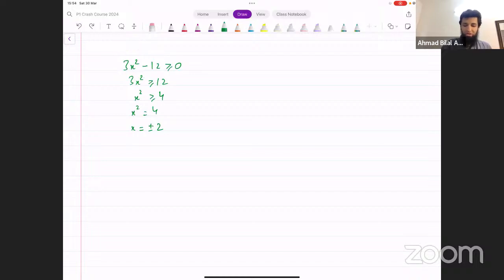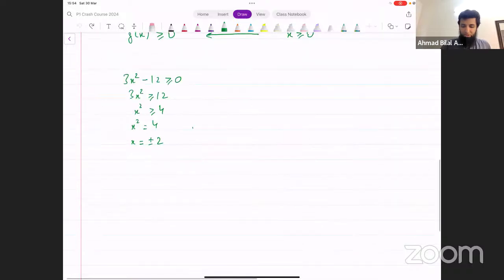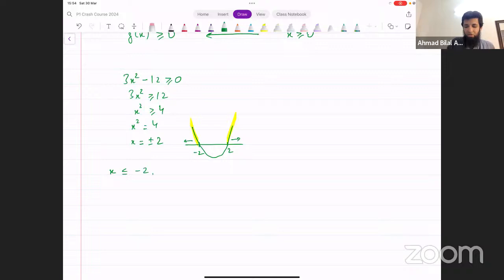It's a U-shaped function. It looks like this. We have found the two x-intercepts. One x-intercept is -2, the other is +2. We want this to be greater than or equal to 0. Which parts are we looking at? This part and this part. That means x could either be less than or equal to this value or greater than or equal to this value. We get two possible solutions, x less than or equal to -2 or x greater than or equal to 2. That's how we used to solve quadratic inequalities.